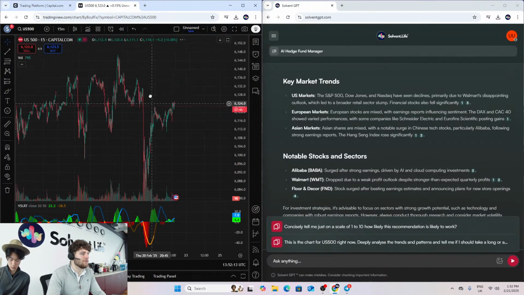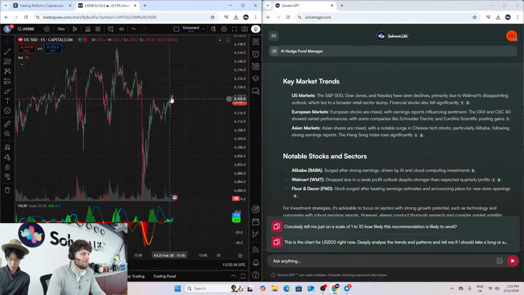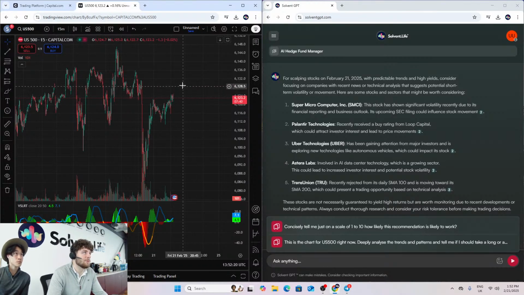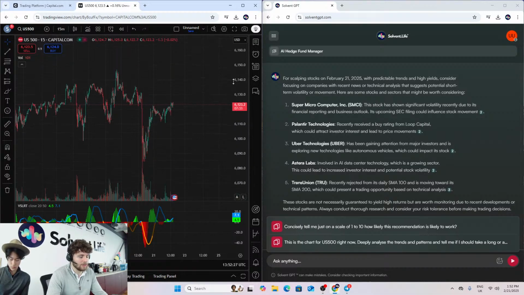US 500. We were given a recommendation to go long, so we're going to take that for the next maybe 20 minutes, and then we foresee quite a significant dip coming. How long that will take, we are unsure of, but we do plan to take that.